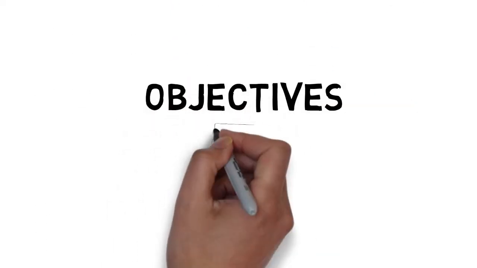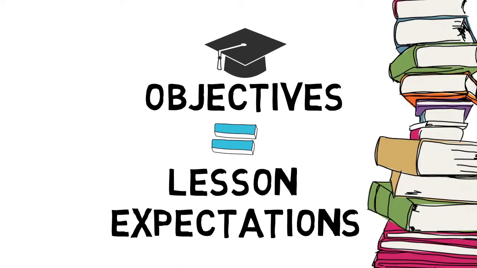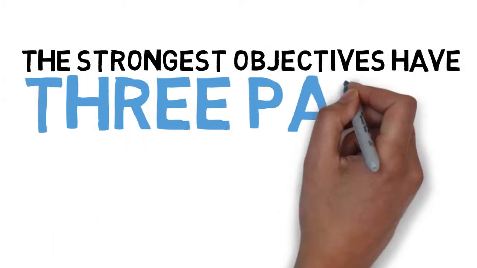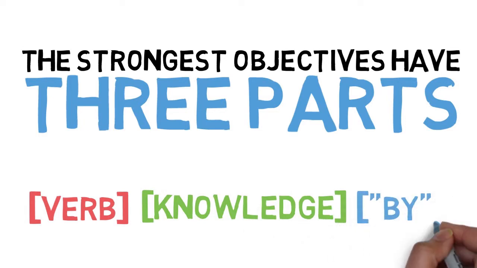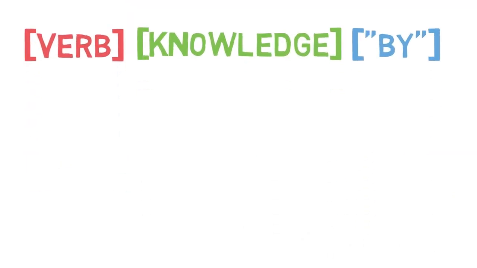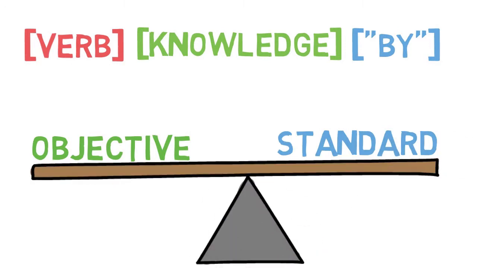Objectives are how we communicate the lesson expectations for our students, and these objectives are written based on our academic standards. Lesson objectives are strongest when they have three parts: the verb, the knowledge and skill, and the by. The verbs in our objectives must be aligned with the verbs in our academic standards.